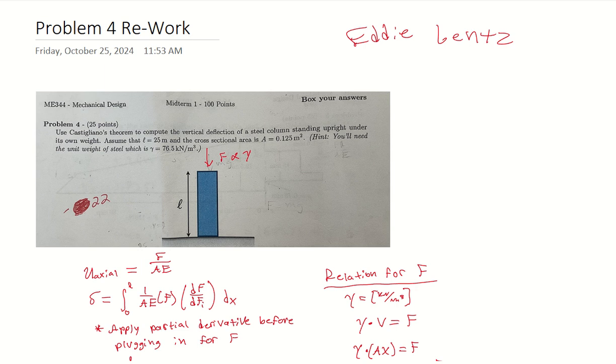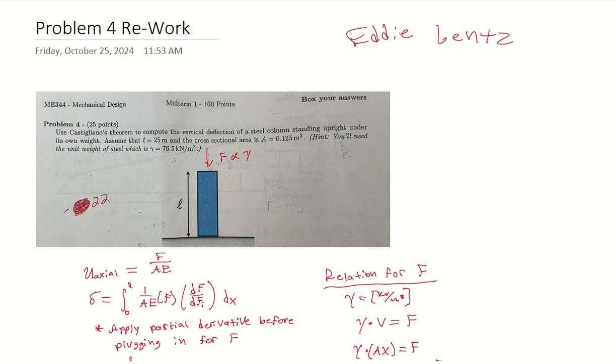Problem 4 pertains to Castigliano's theorem, and more specifically, use Castigliano's theorem to prove the vertical deflection of a steel column standing upright under its own weight. Assume a length of 25 meters, a cross-sectional area of 0.125 meters squared, and with a hint of we will need the weight of steel, which is 76.5 kilonewtons per meters cubed.